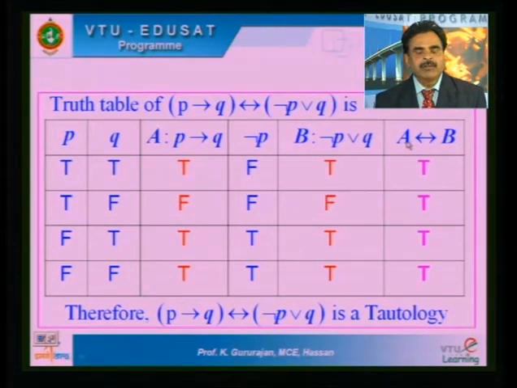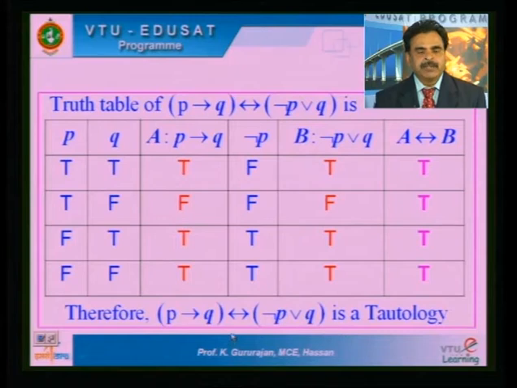Now, what about the biconditional? When A biconditional B, only when A and B both assign the same truth value, then here we will find the truth value T. Now, you see, TT will bring T, FF will bring T, TT will bring T. So, what do you find? That the truth table of A biconditional B is always true for all the possible four choices. Therefore, we can conclude that this formula is a tautology.